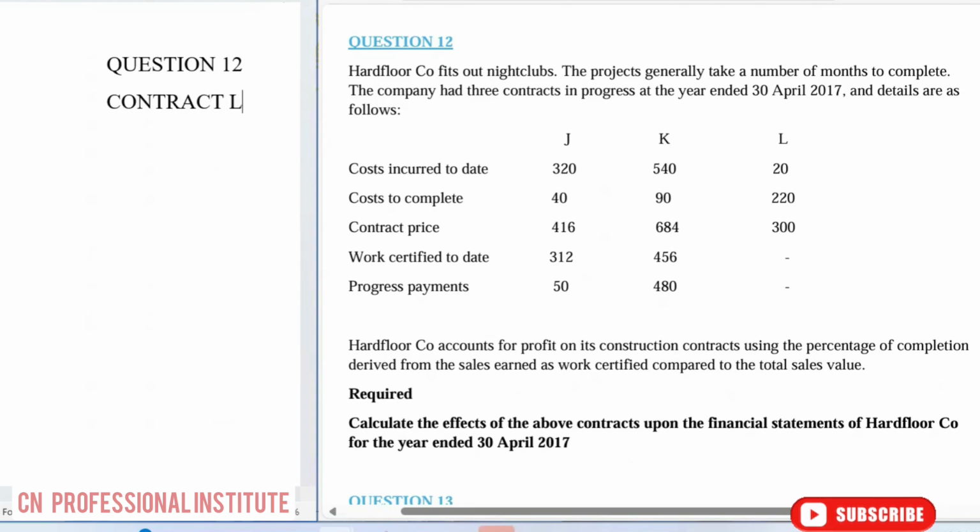Contract L. Right? So contract L, we said our first step is to look at overall profit or loss, right? So overall profit or loss. How do we get it? It's our contract price. How much is the contract price? Okay, so when you come here, contract price is what? 300. Okay, so we have contract price of 300.